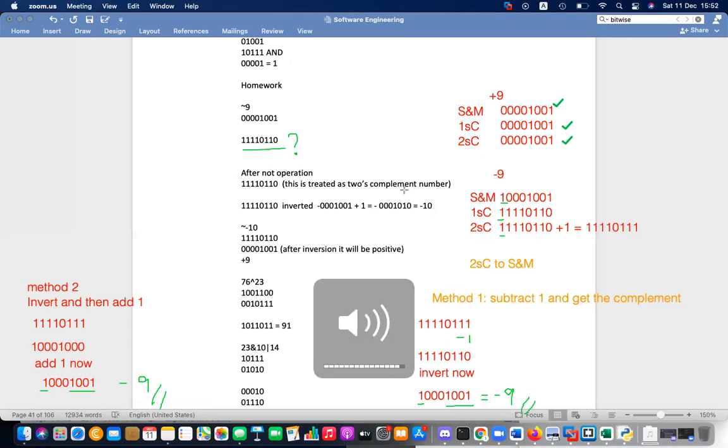Hello? Is it S and M or 1's complement or 2's complement? 2's complement. So computers use 2's complement, right? We use sign and magnitude.